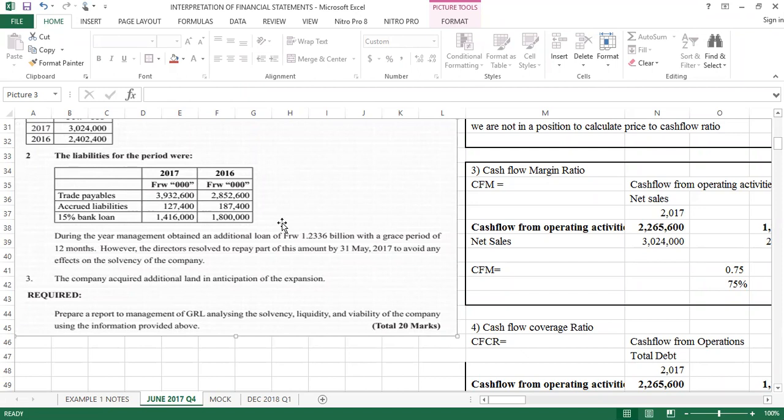However, the director resolved to repay part of the loan amount by 31st May. So my question is this amount part of this 14? Is it part or is it not part? You can type for me in the answer. Is it part or is it not?